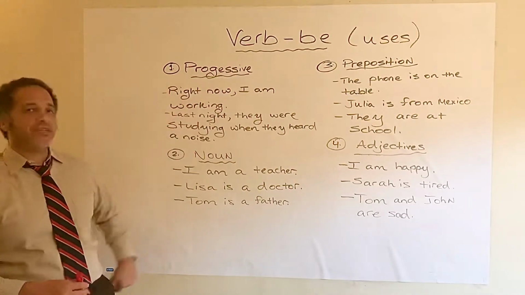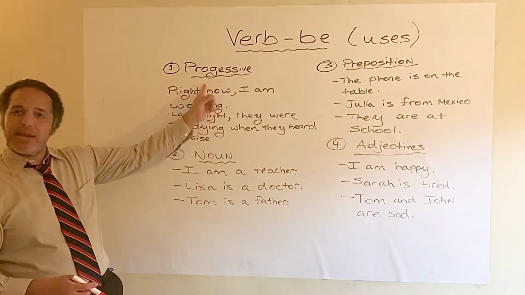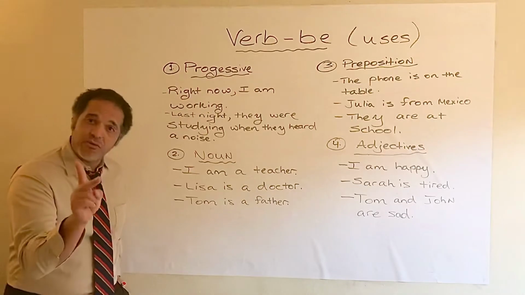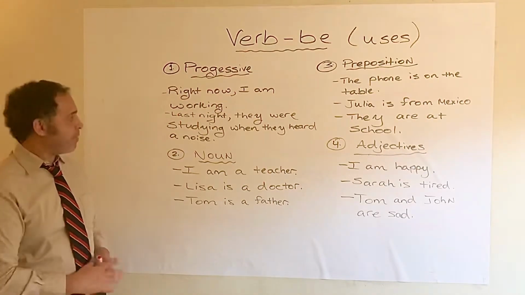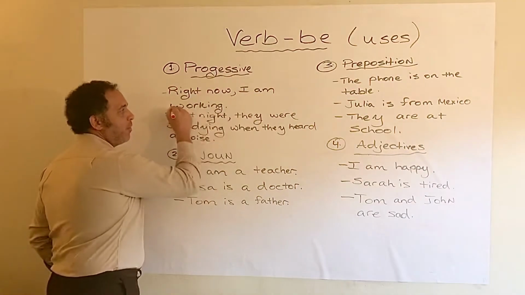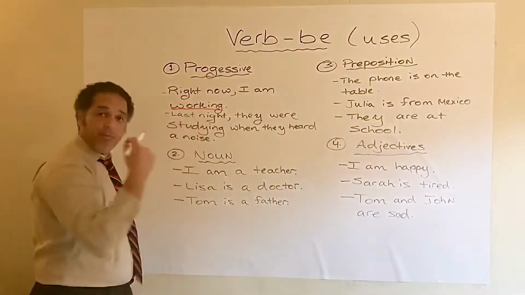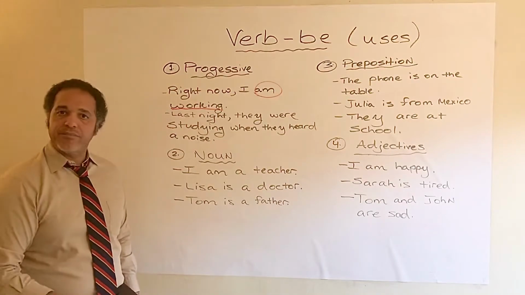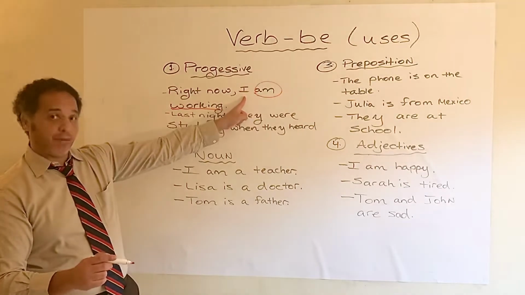Okay, the first instance where we need to use the verb be is when we have a progressive verb. A progressive verb means that the second verb you are using is in the ing. For example, right now, I am working. Second verb, ing, I need to put a verb be. A thing to remember is that this verb be should agree with the subject.